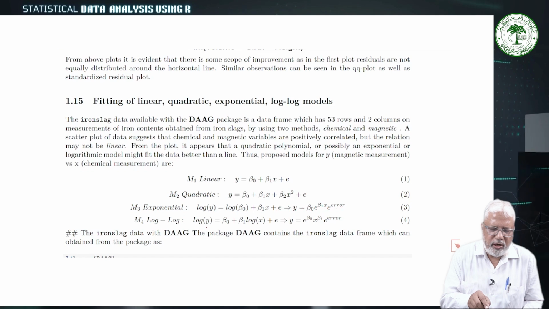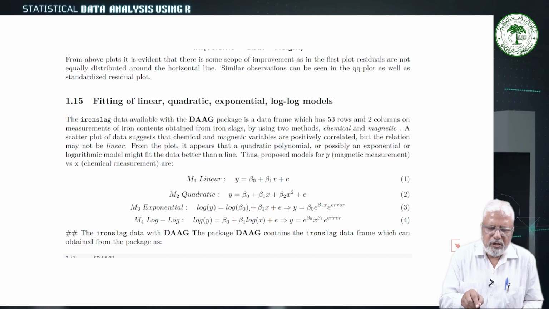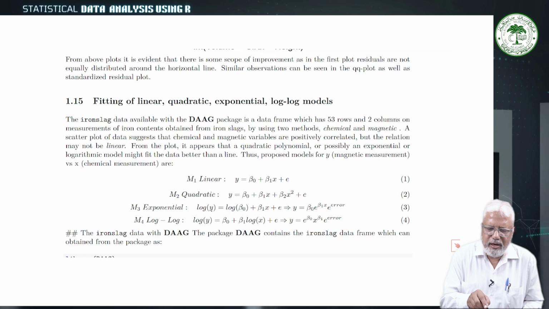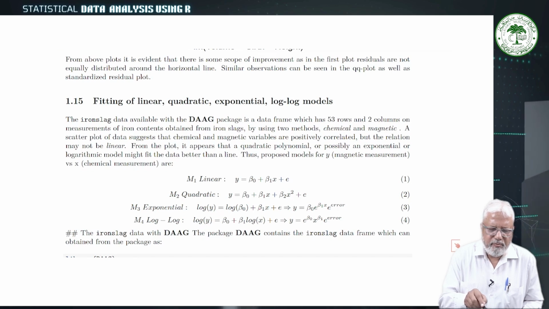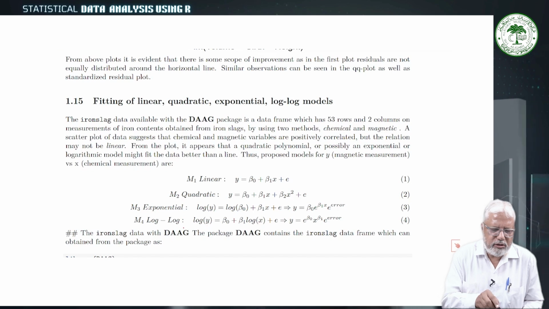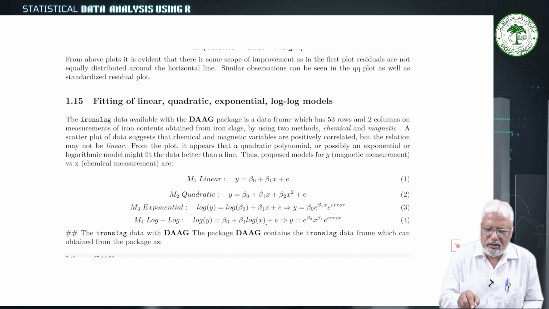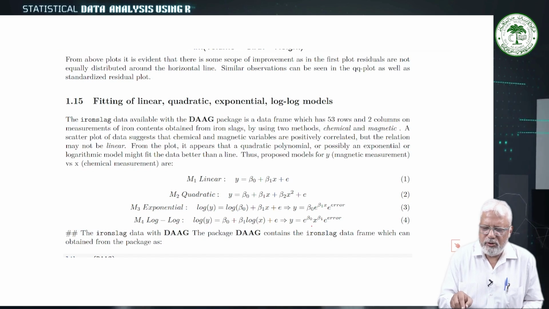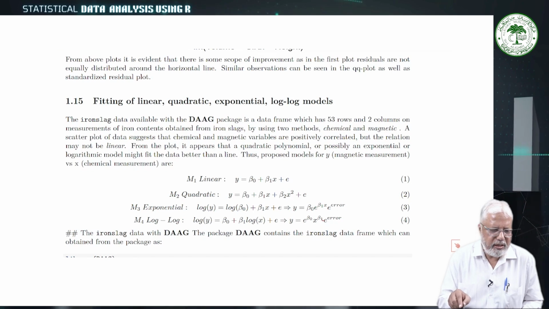M4, log model, it is log of y. Here we have only log of y, not log of x, but here we have log of y as well as log of x. So that's why it is known as log model. This implies y is equal to e raised to power beta naught, x raised to power beta 1, e raised to power error.